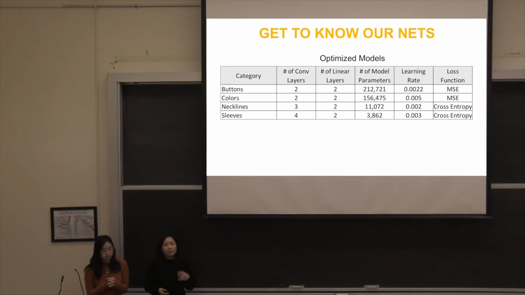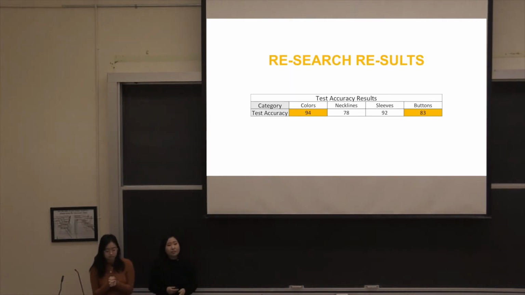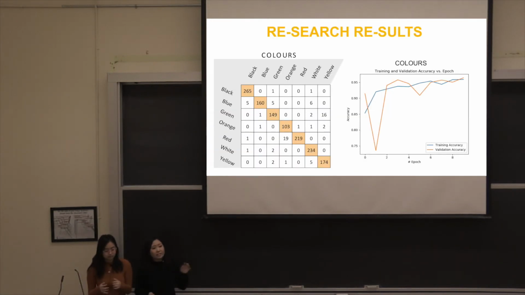And so for example, you can see that for buttons, it took over 200,000 parameters to train, whereas for sleeves, it only took around 4,000, just to show how difficult certain ones were. And our final test accuracies are here. It ranges from 78% to 94% accuracy. And we're going to take a more detailed look starting with colors. On the left, you have the test confusion matrix.